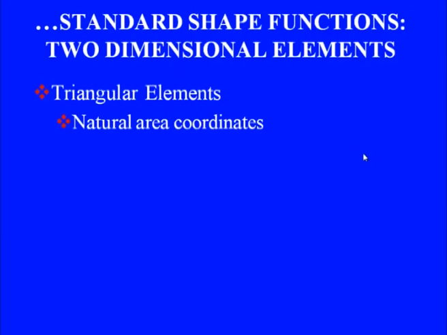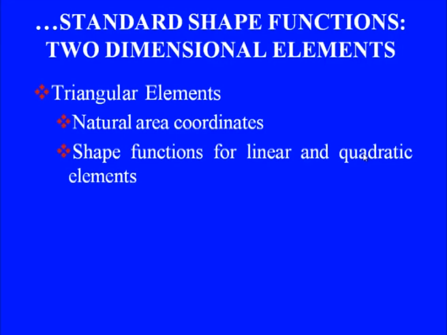So we were discussing the standard shape functions for two-dimensional elements. We covered rectangular elements. Now we will start off with triangular elements. We will first define what we mean by natural area coordinates for a triangular element, and in terms of these natural area coordinates we will define the shape functions for linear and quadratic elements. So let us first have a look at what we mean by area coordinates for a triangular element.